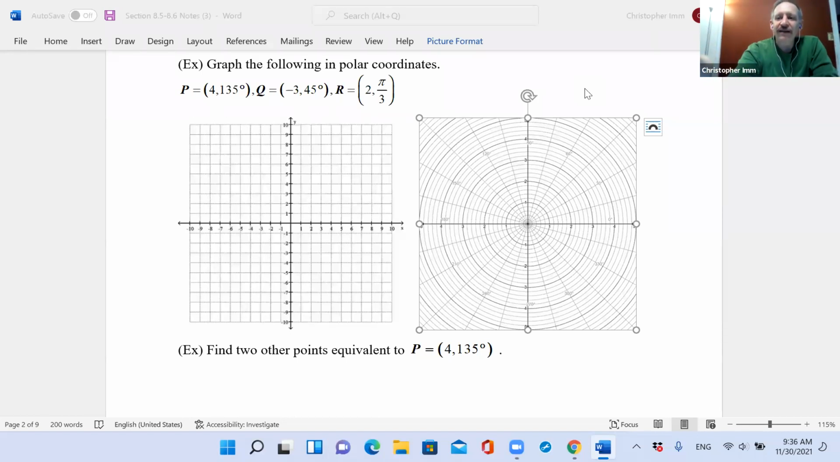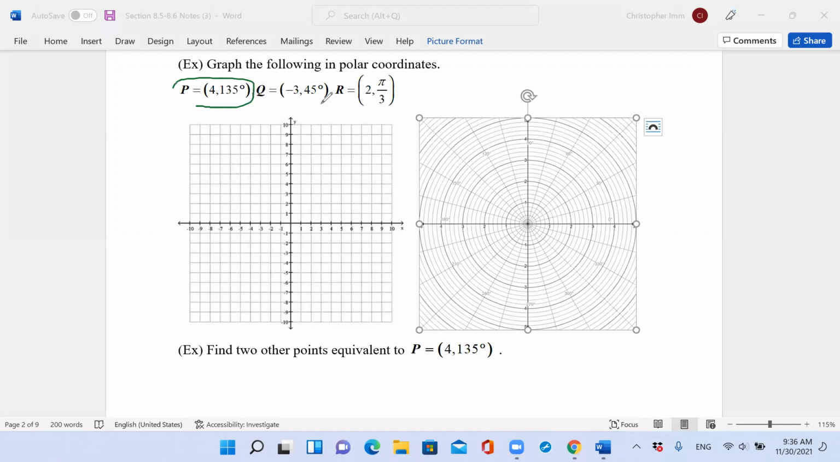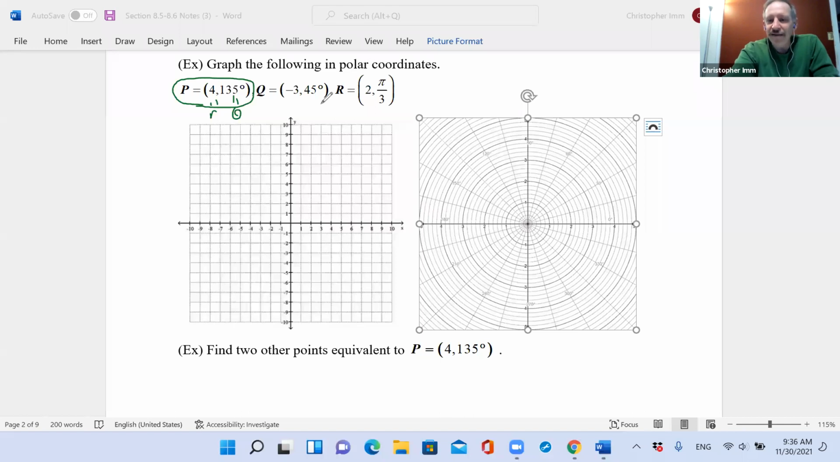So if I'm looking at this first one here, just to recap our understanding of these things. This one is 4, 135. So I'm going to plot it on that spiderweb graph. That means that the r is 4 and the theta is 135 degrees. So what I do is I'm going to go out 4 units from that pole. Here's that pole again.